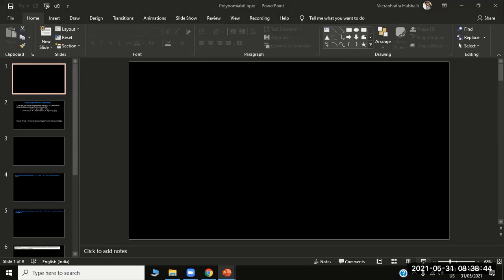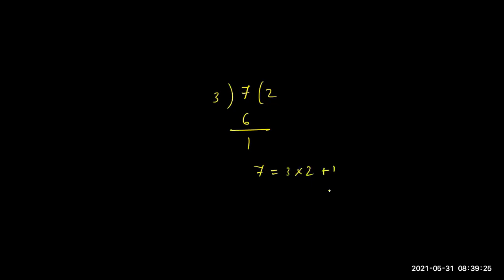Suppose you are having two numbers A and B, then we divide the number A by B, and we'll get another two numbers Q and R. What is the condition for R there? R is not equal to zero. For example, suppose the number 7 I am dividing by 3. 3 twos are 6, then 1 I'll get. So you can write it as 7 is equal to 3 into 2 plus 1.